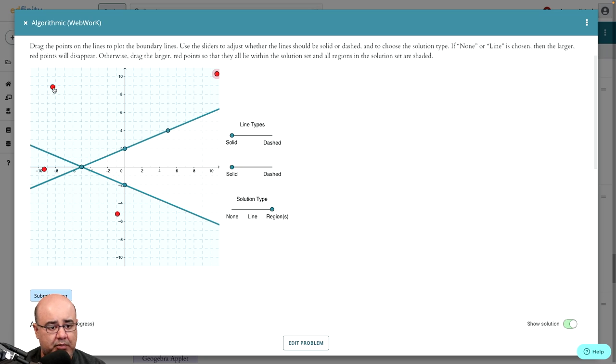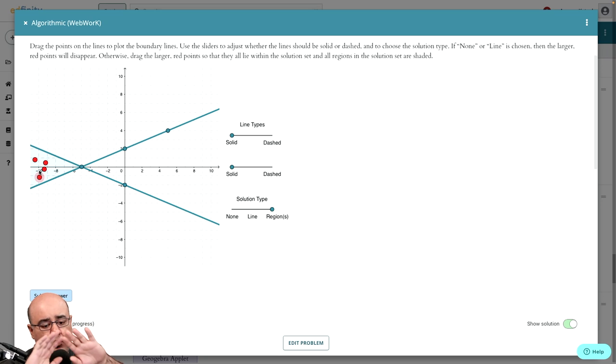Had this been an AND problem, like the second one we did, then I would need to put all the red dots in this region, because that means that only this region has the solutions, because that's where the overlap was. That's where the two regions were on top of each other.